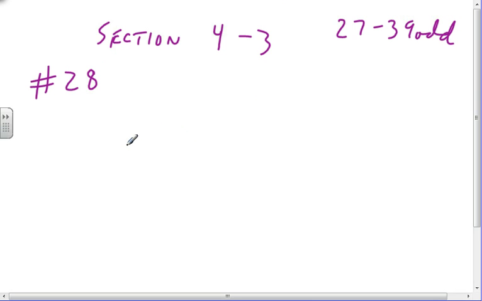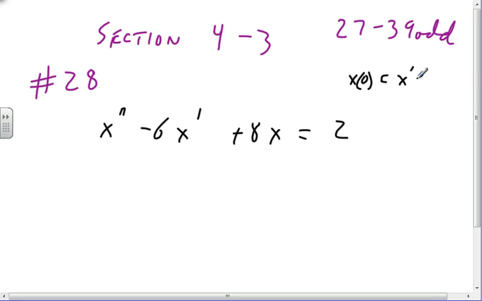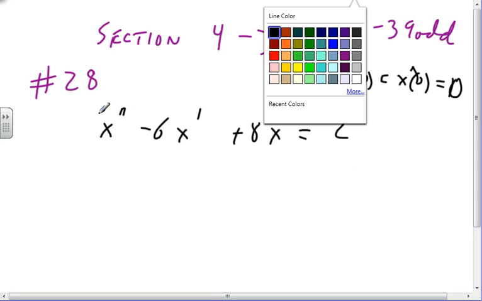All right, so 28. x double prime minus 6x prime plus 8x. And all of this will depend on my ability to copy the question right out of the book. Because if I don't do that, then life will not be as easy as one would want it to be. Like right there. I did it already. All right, so did I write the question down right? The answer is yes.